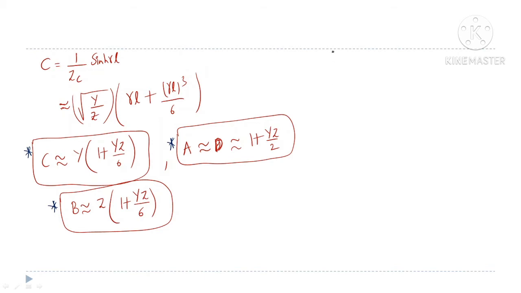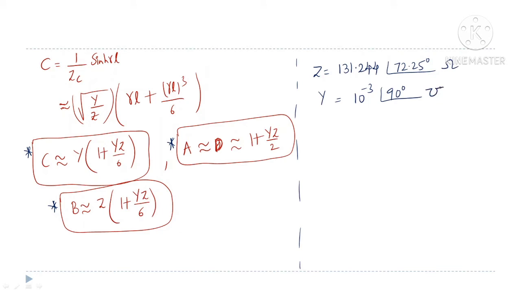So what is the Z value? Just let me write the Z value here. We have found this already, we have evaluated this already. So it is 131.244 at an angle 72.25 degrees, and the Y value is 10 power minus 3 at an angle 90 degrees. It is in ohms, it is in mhos. Now we got the YZ values. From this find the ABCD values.